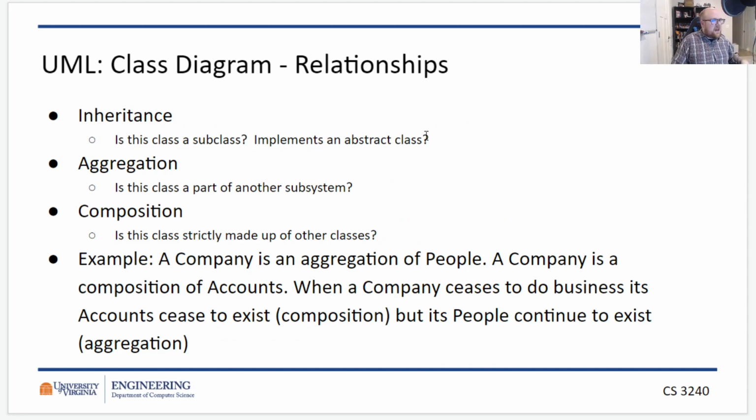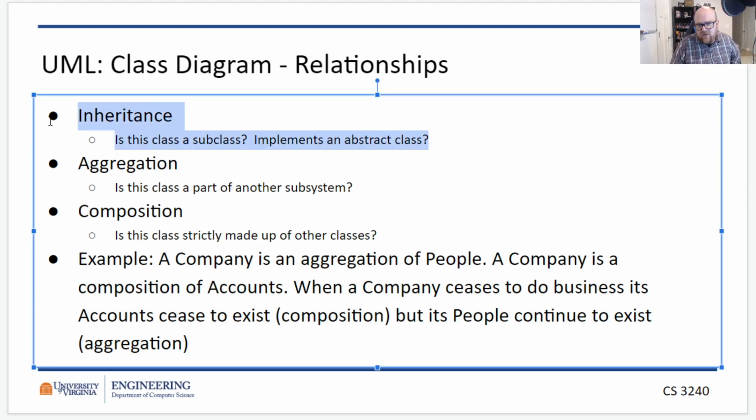So again, we've talked about inheritance. With inheritance, there's two different kinds. Either you're inheriting from a parent class, or you're implementing an abstract class or an interface. And for those, we use respectively inheritance or realization.